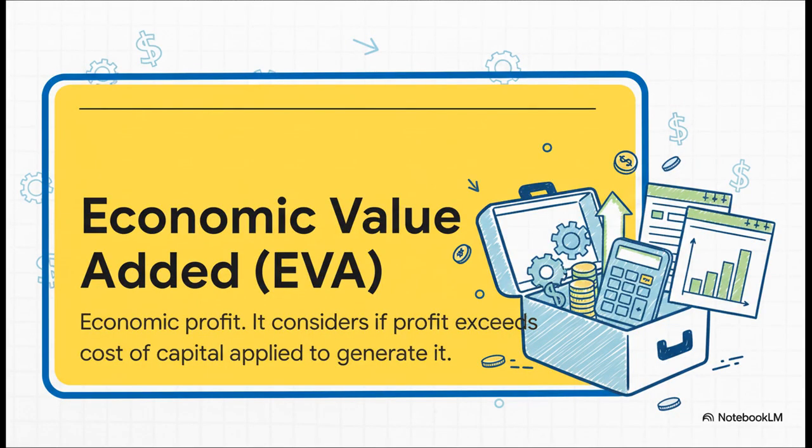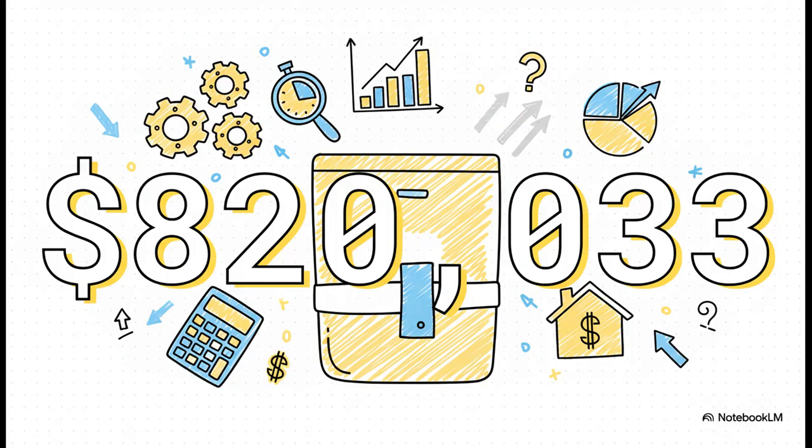But what if we want the ultimate test? What if we want to know if the company is truly creating wealth? Well, that brings us to economic value added, or EVA. This method asks the toughest question of all. After you account for every single cost, including the hidden cost of the money that was invested in the business in the first place, is the company genuinely creating new value? So let's look back at Acme. After we take their operating profit and subtract the cost of all the capital they used, we get a positive EVA of over $820,000. This is fantastic news. It means Acme isn't just making a profit on paper, it's generating real, actual economic value for the people who own it.